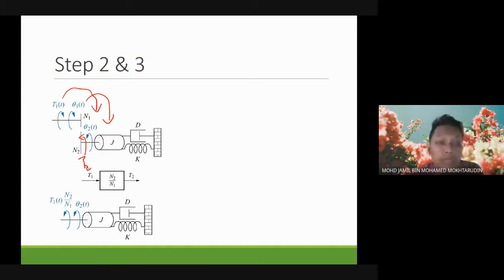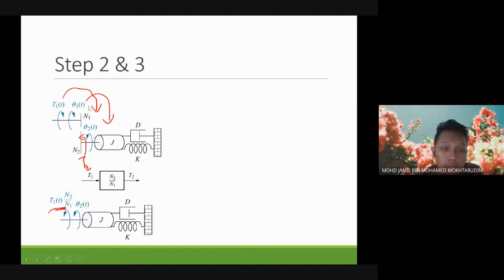Okay, so to get T2, we use the relationship just now, the gear ratio formula. T2 equals N2 over N1 times T1. So that's why you have this. T1 times N2 over N1 is T2, the torque on the shaft J.